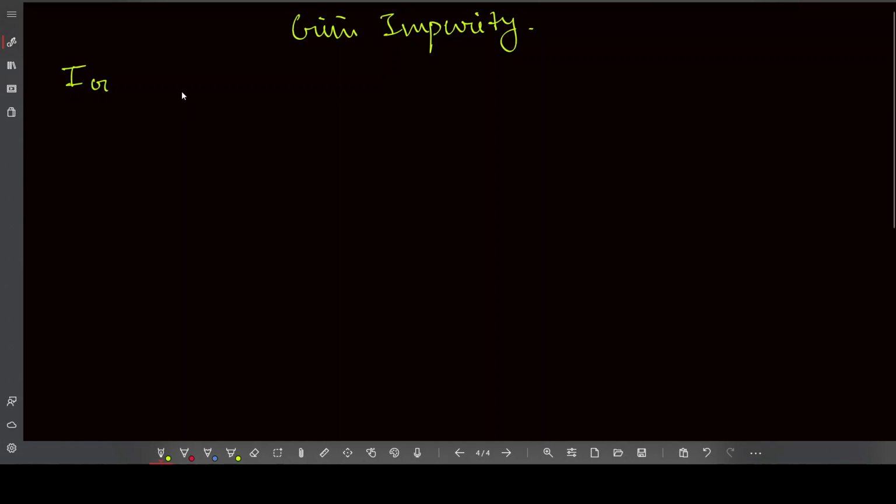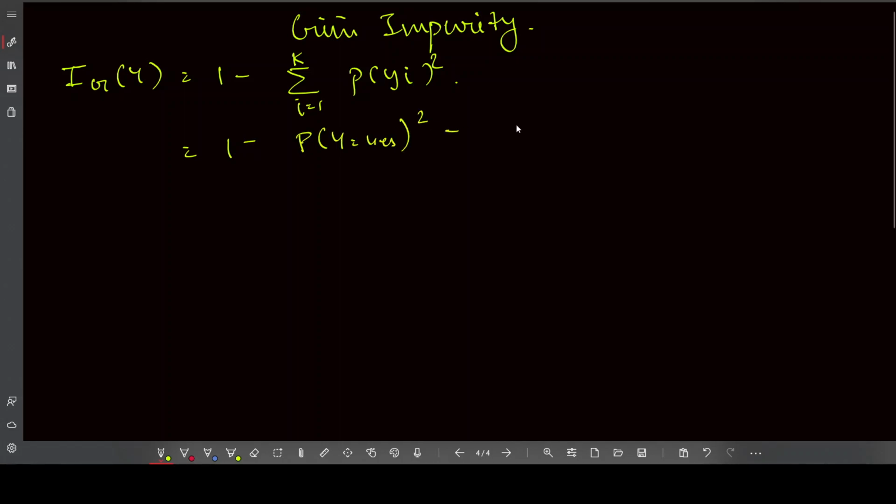So Gini impurity of Y is given as 1 minus the summation of i equals 1 to K, where K is the number of classes, P of yi the whole square. Okay, so if you have two classes, it's basically 1 minus probability of y equal to yes the whole square minus probability of y equal to no the whole square.